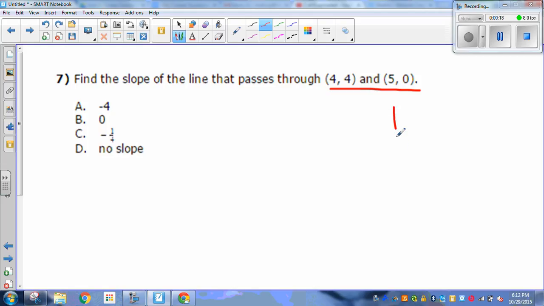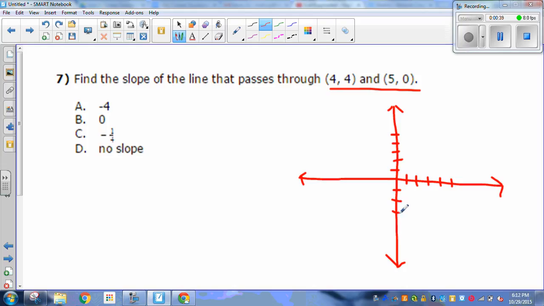Now I saw that some of you were like, well, I'm confused about the whole subtracting and dividing thing, so I'm just going to draw a graph. And guys, honestly, when push comes to shove, this test is over graphing. My advice is to graph. When in doubt, just graph and see what happens.